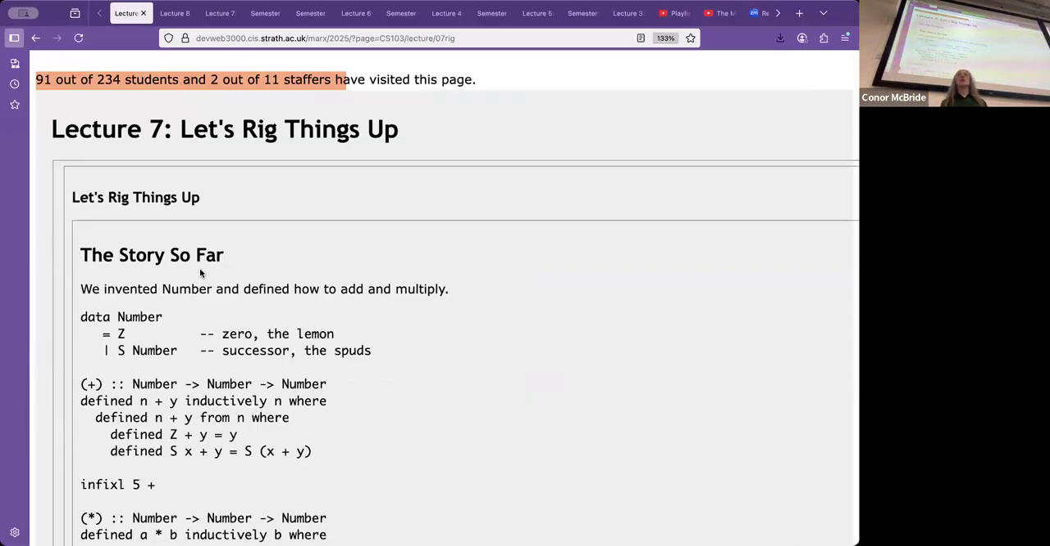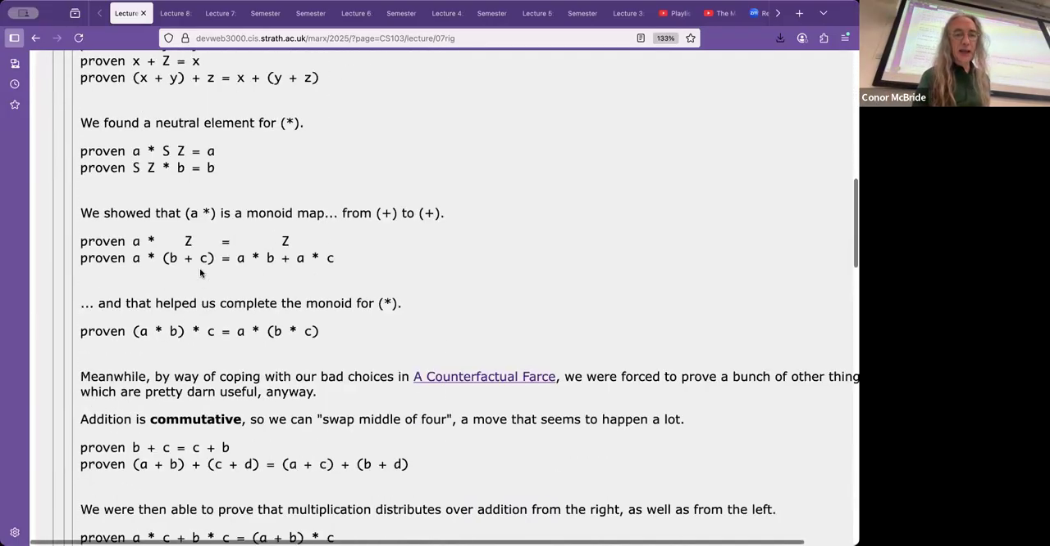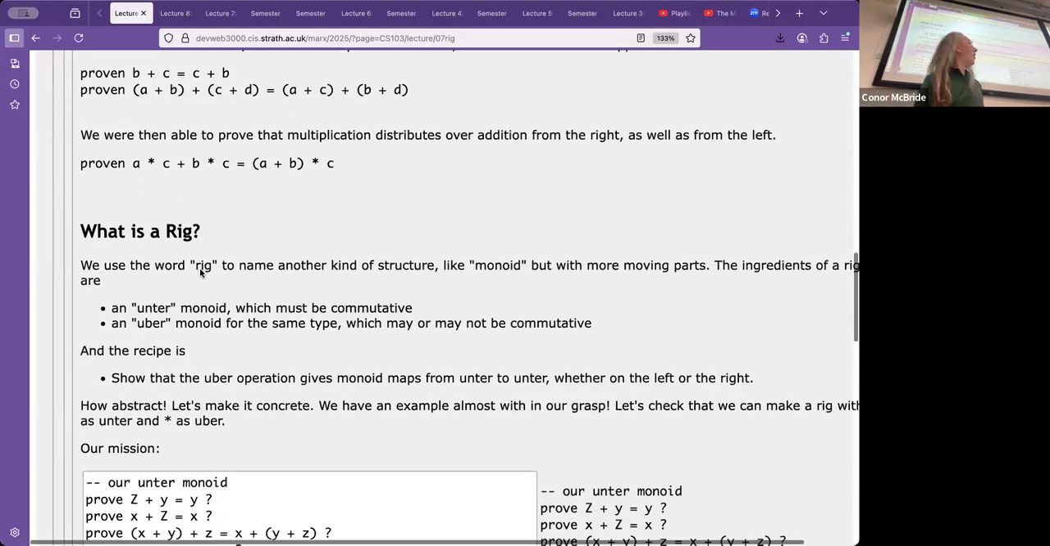So last week we talked about monoids, and this week we're going to talk about rigs. A rig is another kind of mathematical structure that there's a lot of about. And a rig is what you get when two monoids love each other very much. What is a rig? It's a combination of two monoids.